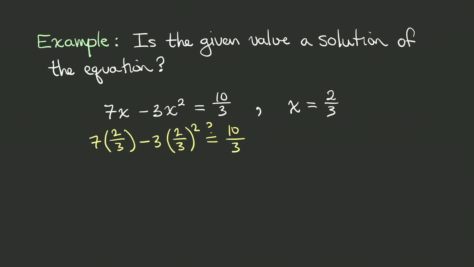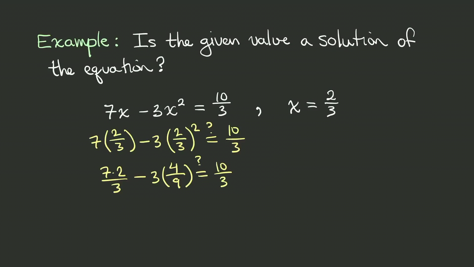So we need to simplify the left-hand side. That gives us 7 times 2 over 3 minus 3 times, when I take 2/3 and square it, I can square the numerator of the fraction and square the denominator. That's one of our exponent rules. That's going to give me 4 over 9. And I'm checking to see again if that is equal to 10/3.